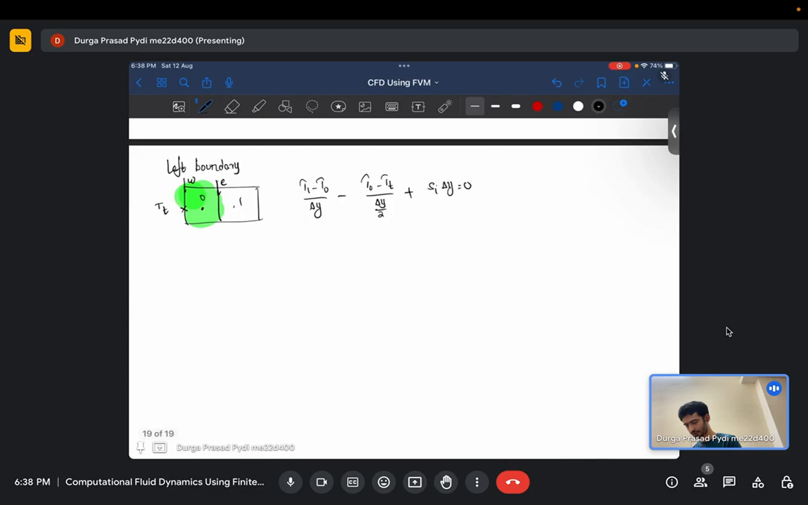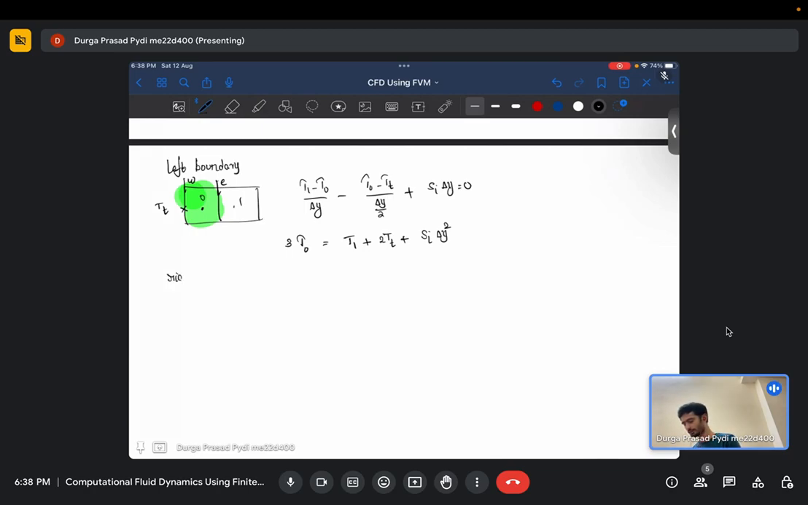So this should give me the equation written for t0. For t0 you have a coefficient of 3, and then you have t1, and then you have 2 times tt, and then you have Si times delta y square. So this is on the left boundary.